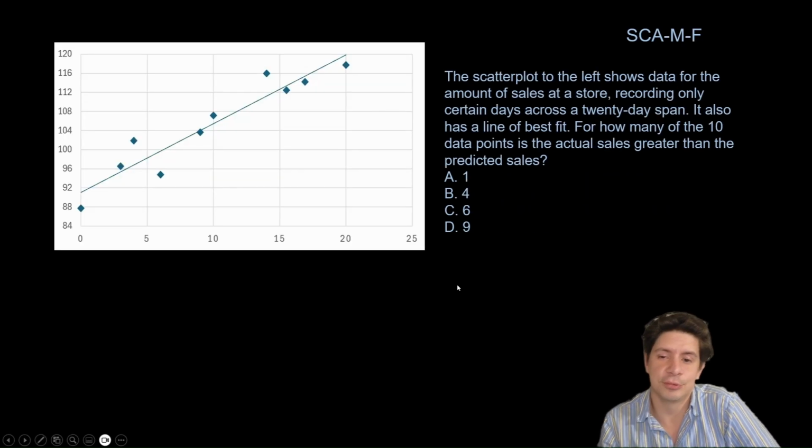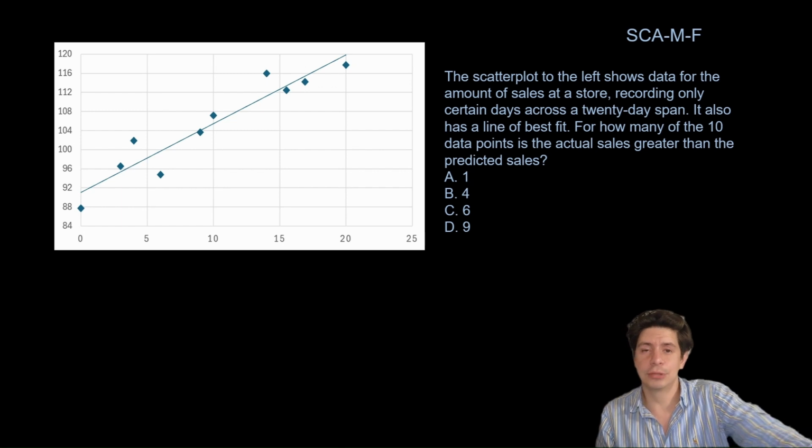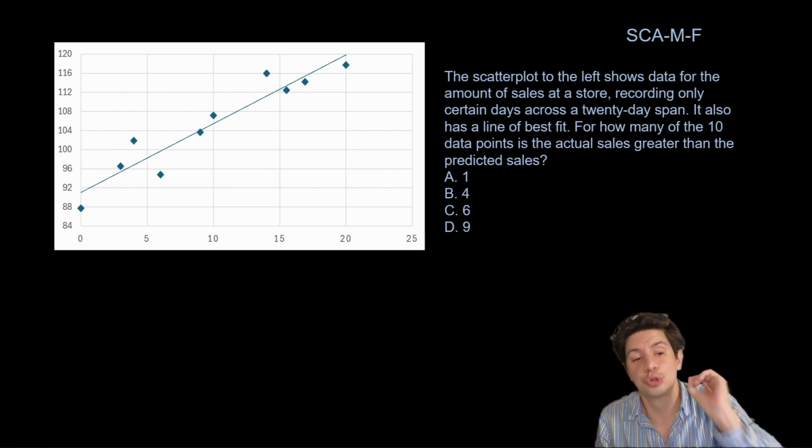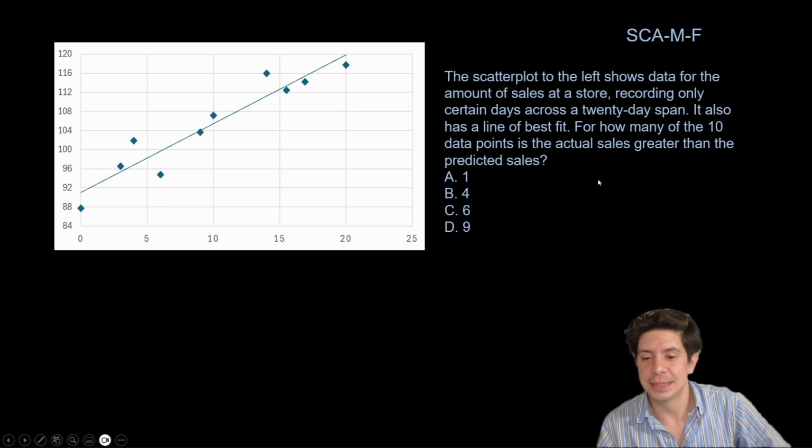And now we have this beautiful one. The scatter plot to the left shows data for the amount of sales at a store, recording only certain days across a 20-day span. It also has a line of best fit. For how many of the 10 data points is the actual sales greater than the predicted sales? So this is about comparing the points we have on the scatter plot to the line of best fit. So how many times of the 10 data points is the actual sales greater?